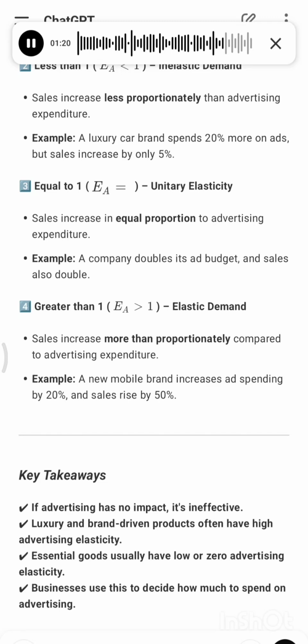Key takeaways. If advertising has no impact, it's ineffective. Luxury and brand-driven products often have high advertising elasticity. Essential goods usually have low or 0 advertising elasticity. Businesses use this to decide how much to spend on advertising.